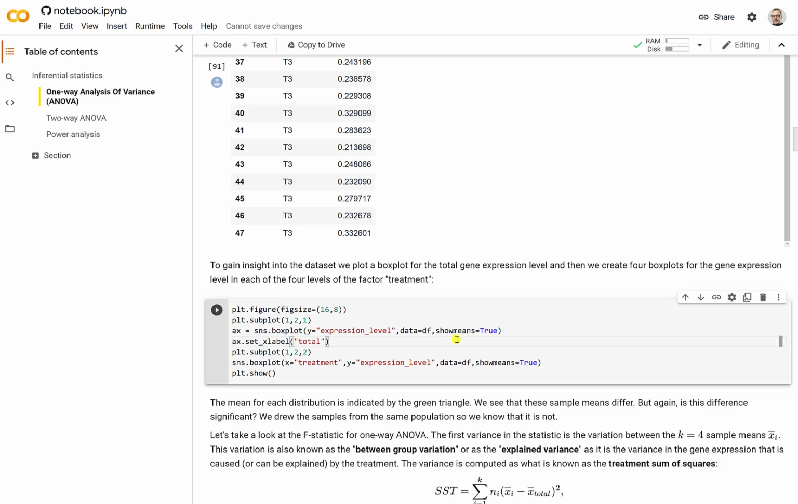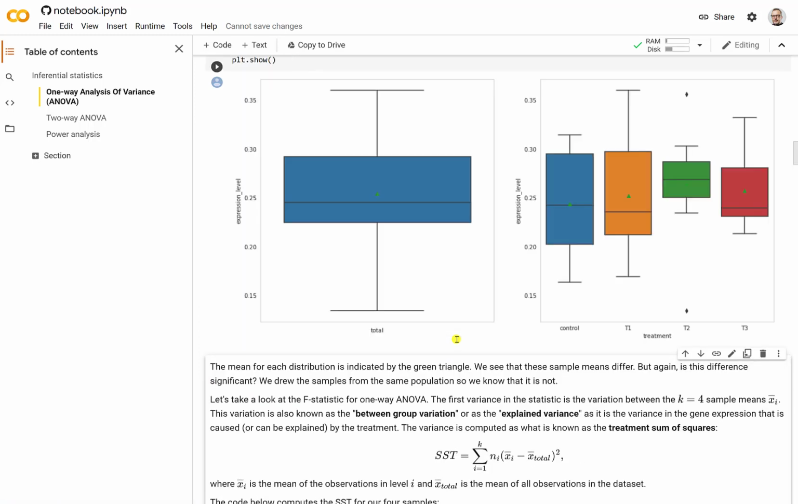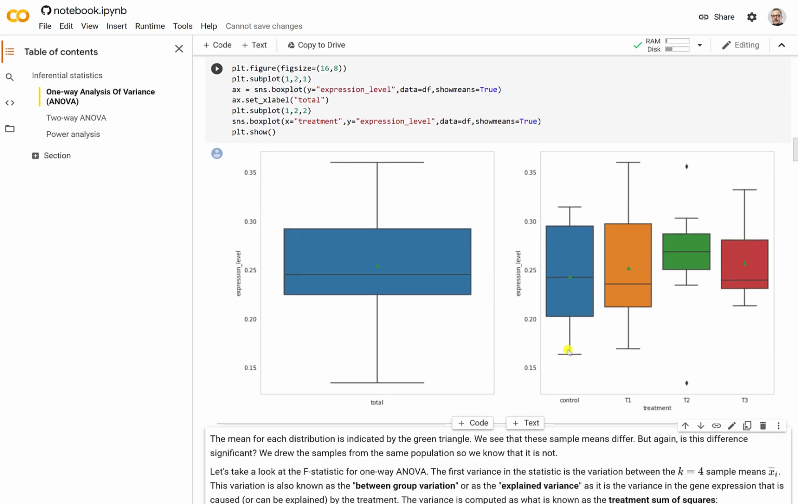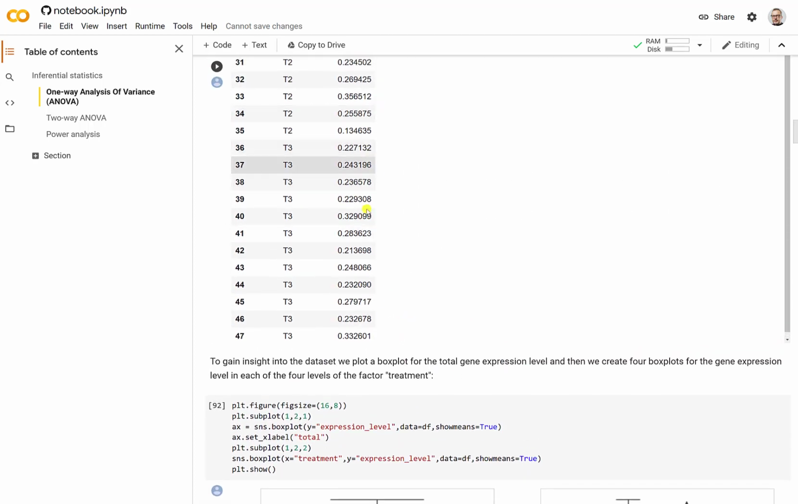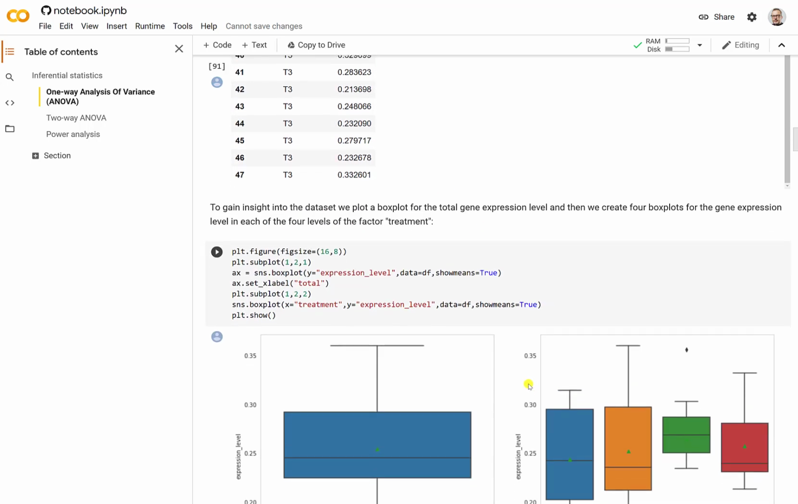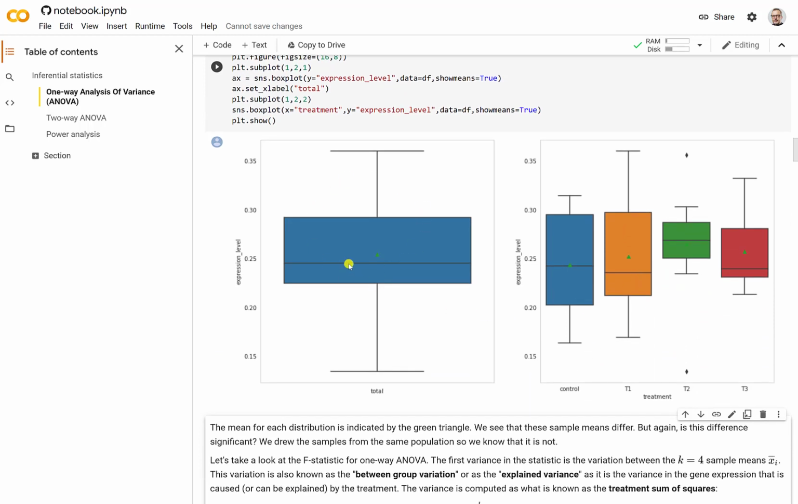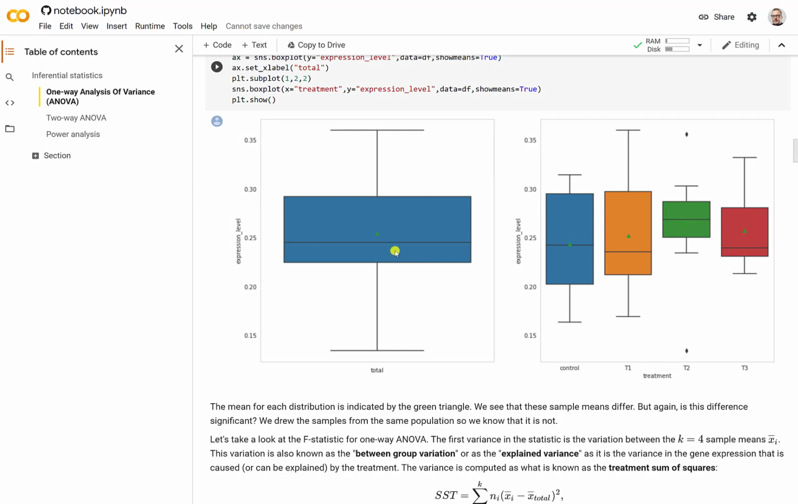We don't see much in these data frames, but we will see much more when we actually plot this data. Okay, so that's what we're getting. Here I'm showing you the distribution of all the values, all the expression values, not taking into account which level they belong to. And here I plot the same expression values, but I split them up by level. So I had 4 levels: control, T1, T2, and T3. In the plot, the green triangle that you see is the mean value. Remember that this horizontal line is the median, so the green triangle is the mean.